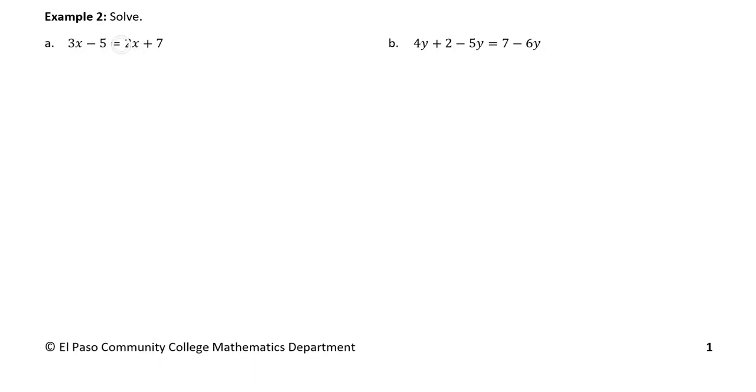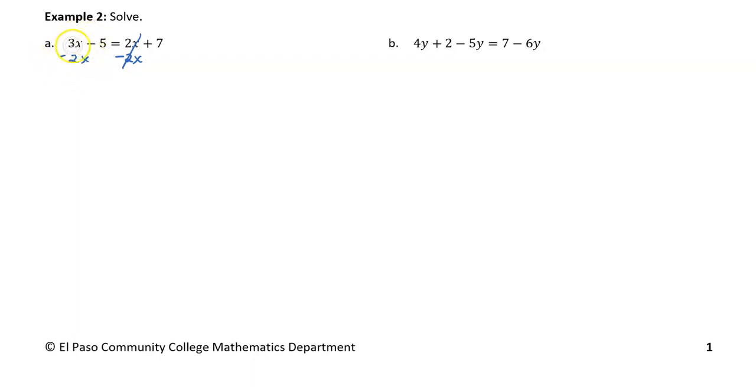I have a 3x and I have a 2x. And traditionally we like our variables on the left side. So I'm going to subtract the 2x from both sides. Now why subtraction? Well, this 2x, you can think of it as a positive 2x. So I'm going to undo that plus with a minus. And that's going to cancel away on the right-hand side.